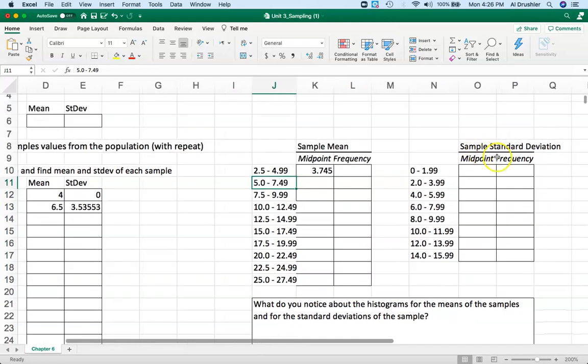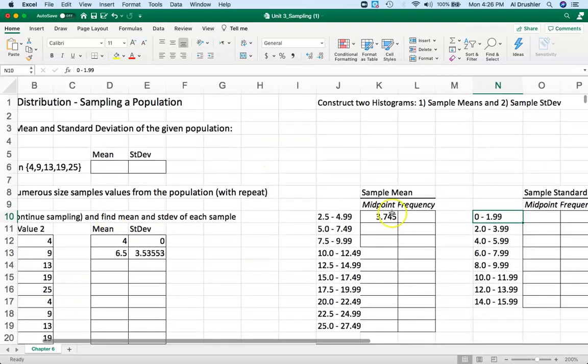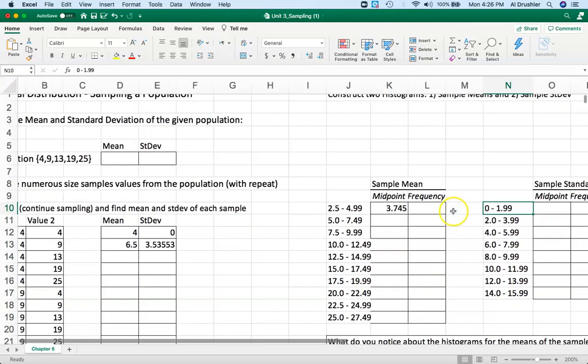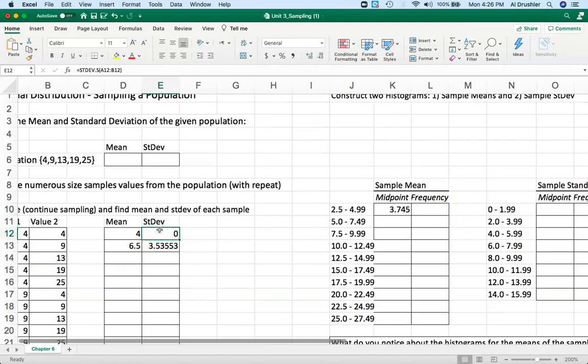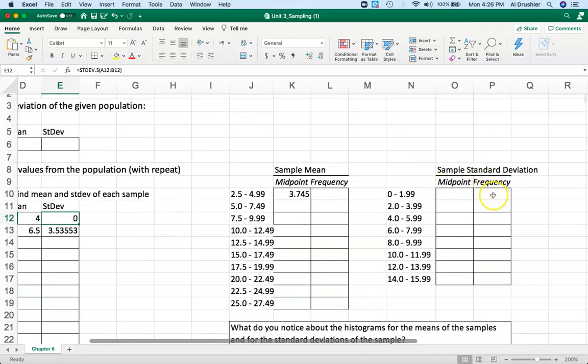Then you do the standard deviations. First of all, get the midpoints. After you do them all, how many standard deviations are between 0 and 1.99? This is a standard deviation that is in that class, so that would be counted as one of the frequencies. So you count them up. And this one, 3.5, would be counted in the next class.